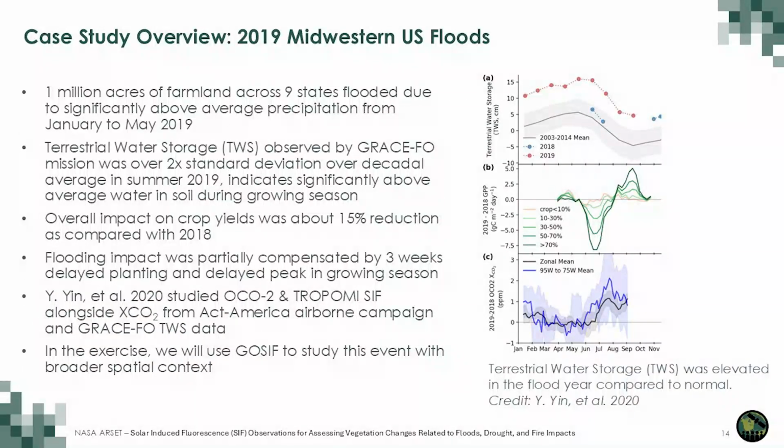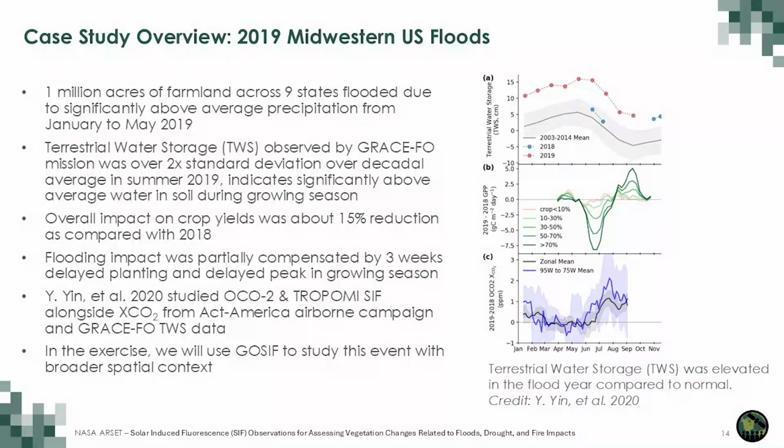All right, so now we want to dive into our case study for today and consider how the researchers did their own vegetation analysis. The scientists, of course, used SIF to investigate impacts, but they also considered terrestrial water storage, TWS, from the GRACE Follow-On mission, atmospheric CO2 concentrations from the ACT-America airborne campaign, as well as from OCO-2 itself, and GPP data derived from those measurements.